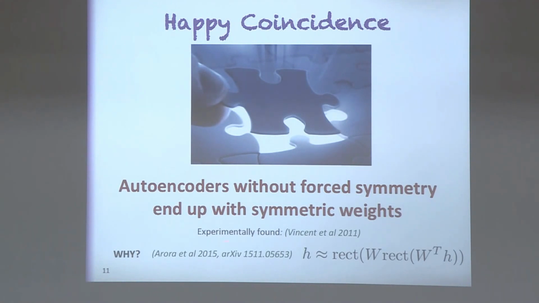So we observed that experimentally a few years ago, where we train an autoencoder with a single hidden layer, and the weights going up and the weights going down are different, but after training, they converge to something close to being symmetric copies of each other. And this was recently proved by Sanjeev Arora in a theoretical setting with some assumptions that are reasonable.